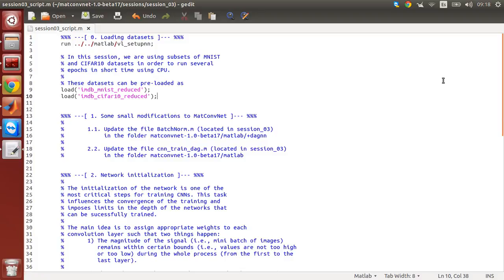Welcome to this third session of Hands-on Deep Learning with MatConvNet. In this third session we're gonna see a couple of tricks to do proper training. So the idea is to improve the convergence of the different methods and to do training more efficiently. To this end we're gonna see how to do proper initialization and the importance of initialization itself.